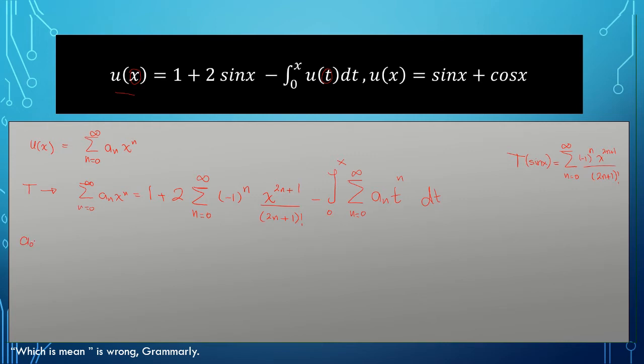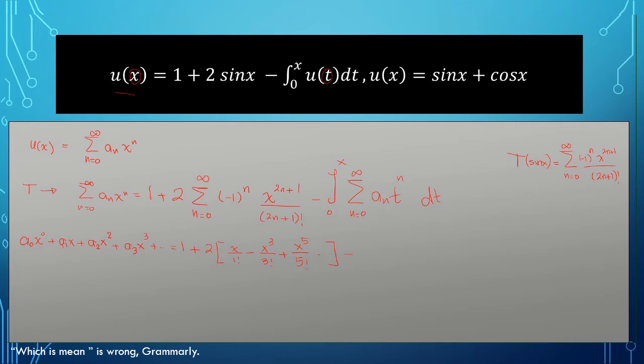We have a0 plus a1 x plus a2 x raised to 2 plus a3 x raised to 3 plus and so on, equal to 1 plus 2, we have x over 1 factorial minus x raised to 3 over 3 factorial plus x raised to 5 over 5 factorial, and so on, minus... Here we have to expand it and then integrate, or integrate then expand.